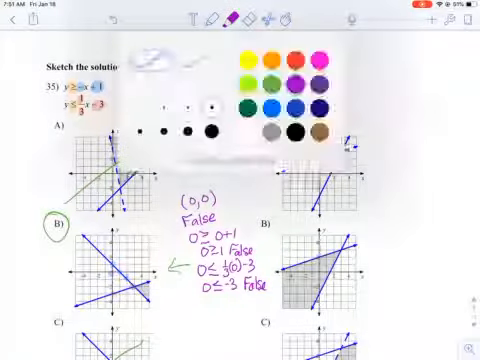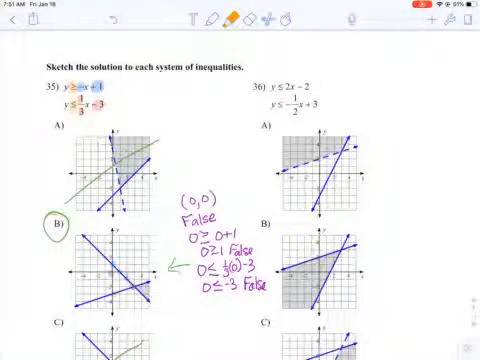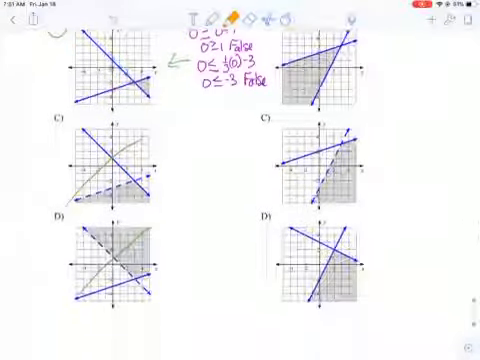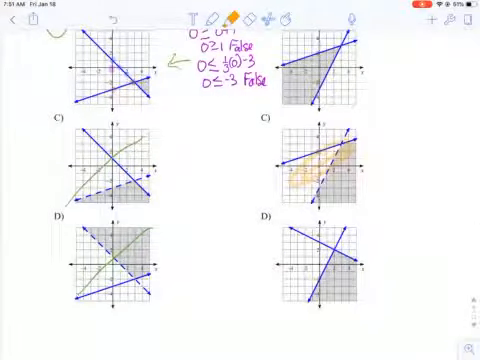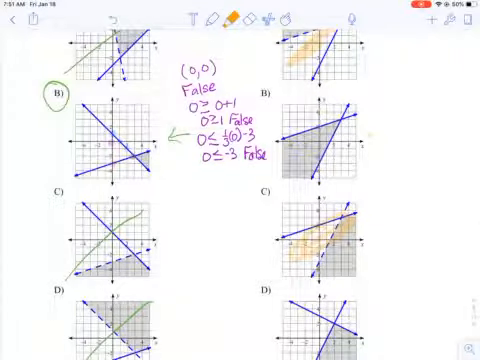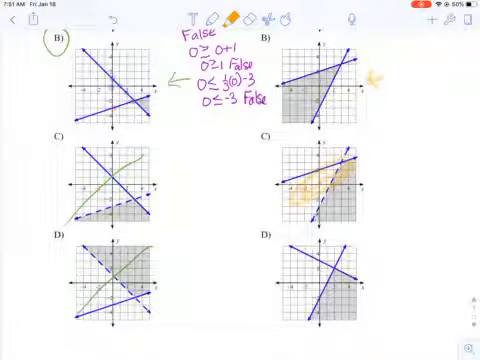Okay, so what we're going to do is we're going to see that this is solid and this is solid. So that means this can't be an answer and this can't be an answer. So it's either this guy or this guy. So let's go look at the lines.